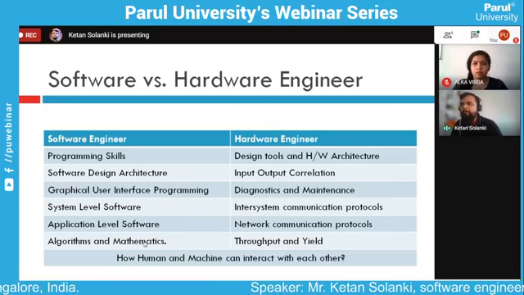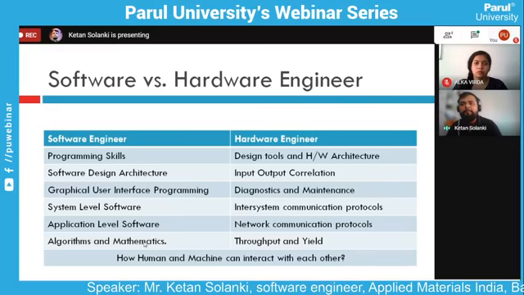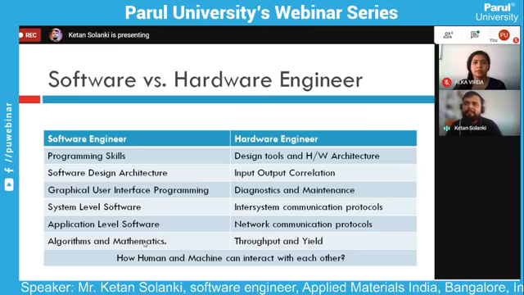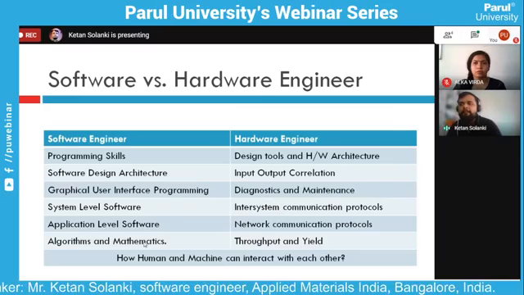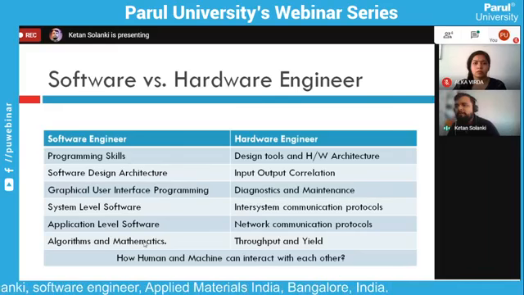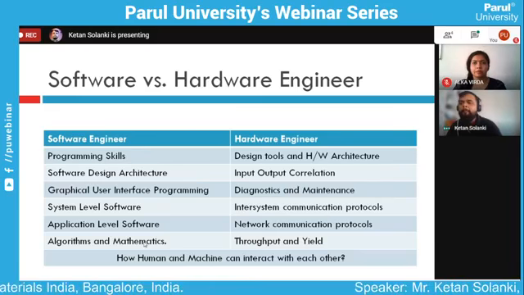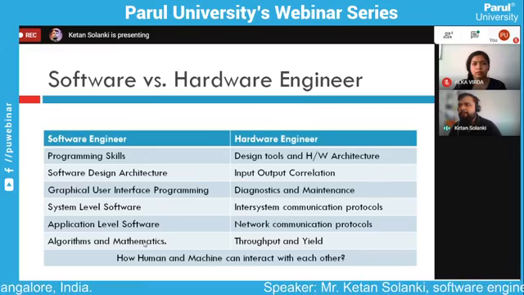For example, if we go through the software engineer, then we'll have some concepts like programming. We should have programming skills, then software design architecture skill, then some programming knowledge of GUI, graphical user interface, then system level software programming, then application level, then we should have knowledge of algorithms and mathematics. So all of these come under the software engineer post.